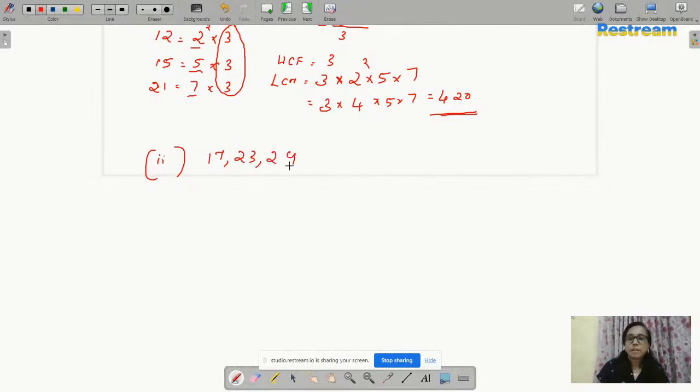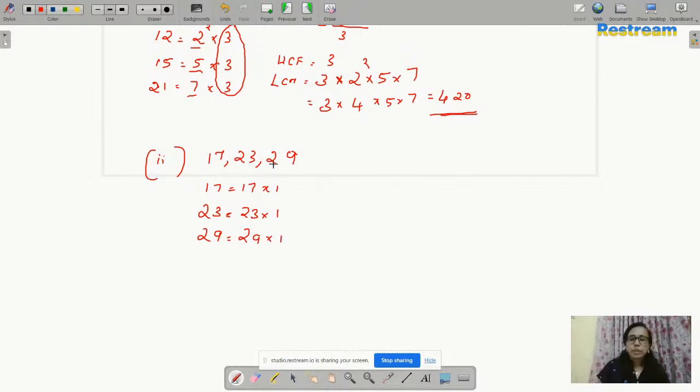Actually, what is the common factor? 17 is a prime number, 23 is a prime number, 29 is also a prime number, right? So 17 is actually 17 into 1. 23 is also a prime number, we can see 23 only in the 23 table. So 23 into 1. Okay, 29 is also a prime number. 29 is 29 into 1.